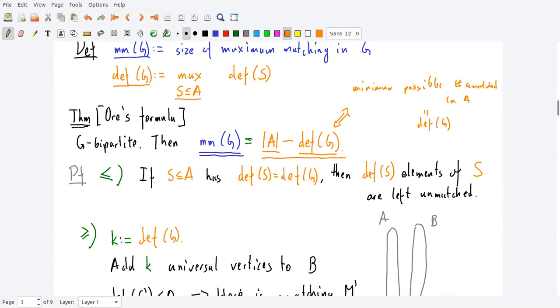This amount is exactly the number of unmatched vertices on A. Sorry, the number of matched vertices in A. Right, so for the proof, actually one implication is very simple. If I have a set S that simply witnesses this defect, a set of maximum defect, then we already argued that some vertices of this S cannot be matched. The defect tells us that at least this many elements of this set S must be left unmatched. So if this number of elements, which is equal to the defect of G, cannot be matched, then the size of the maximum matching cannot be larger than the size of A minus this number of unmatched vertices.